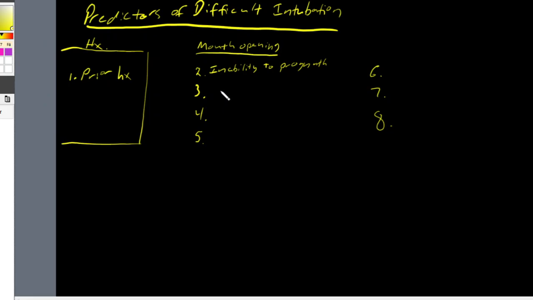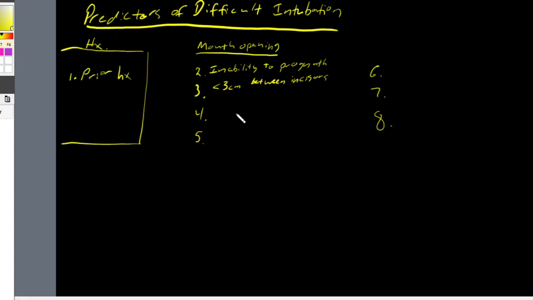The third predictor of a difficult intubation is less than 3 centimeters between your incisors. So this is an assessment of how well you can open your mouth. Your incisors are your front teeth, your front lower and front upper teeth. And if you don't have that much space in between them, you have poor mouth opening. It might be more difficult to get a blade in there. And that contributes to our difficult intubation predictor.